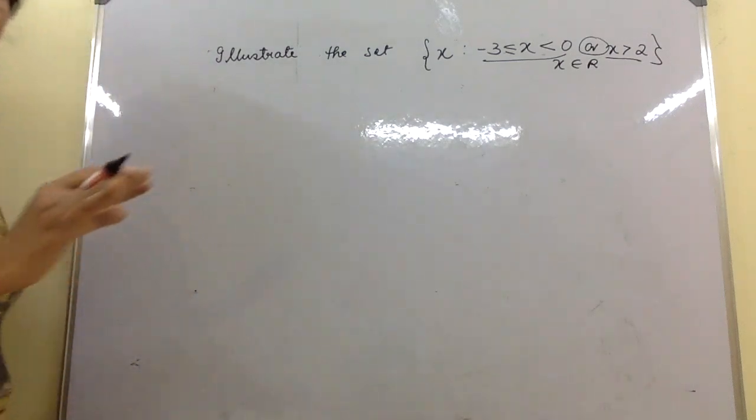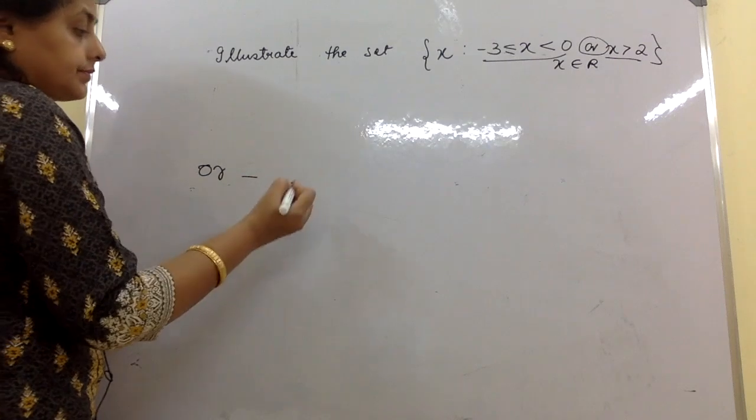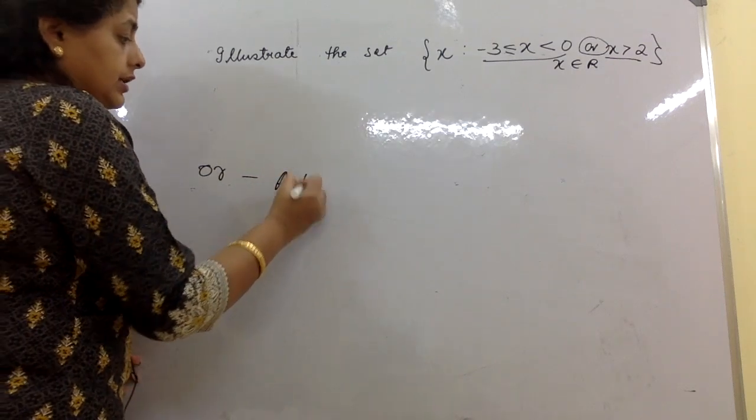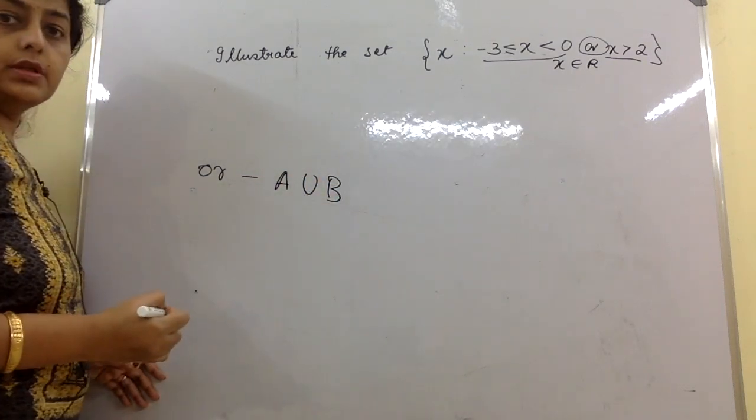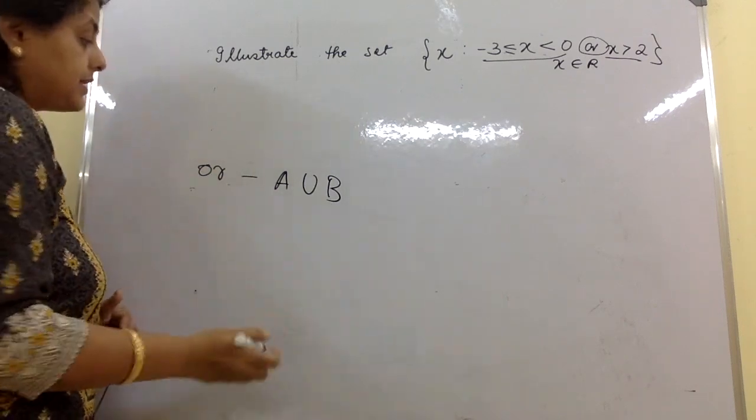Now what is an OR? OR is A union B. It means the union. Now what is union? I'll just explain that first.